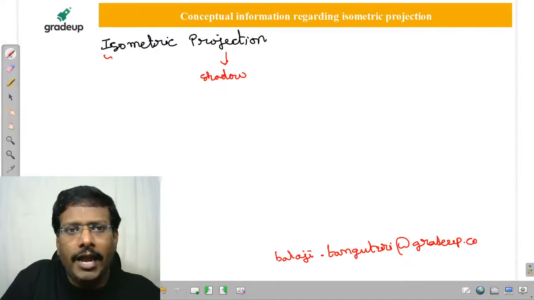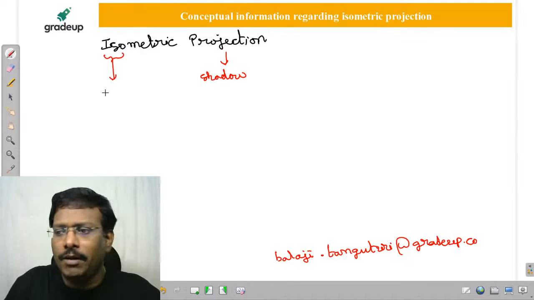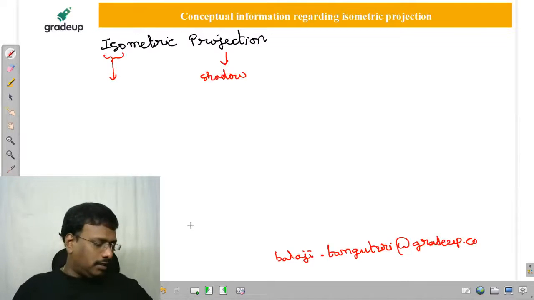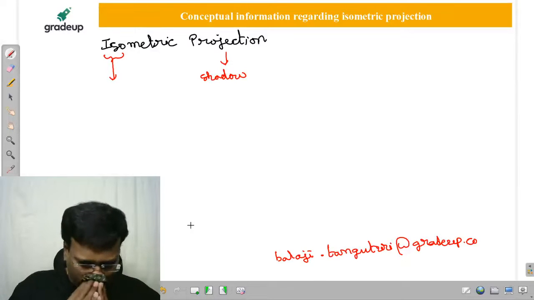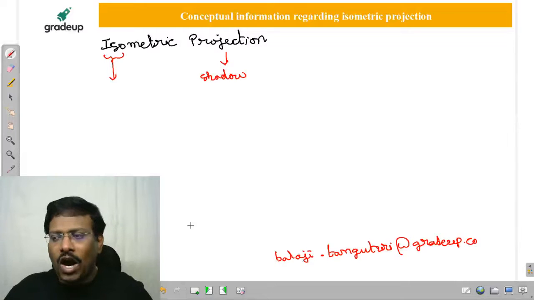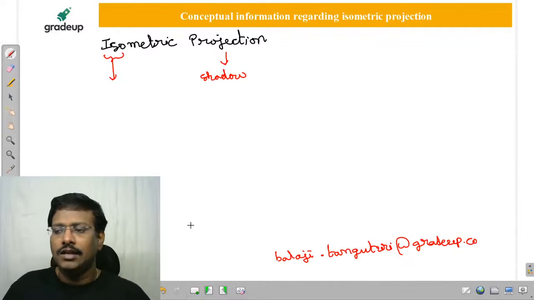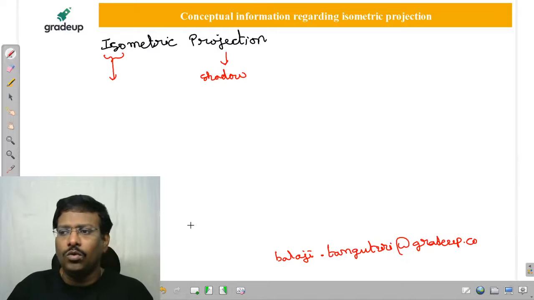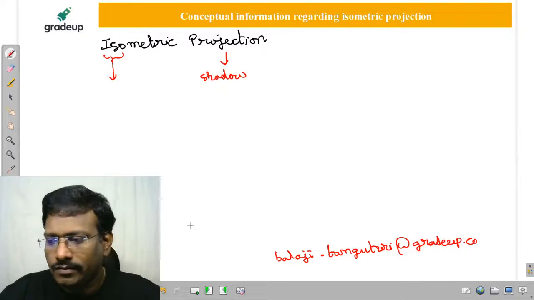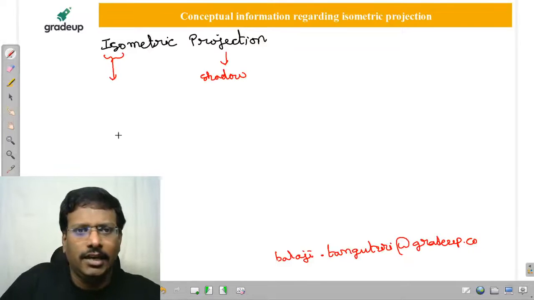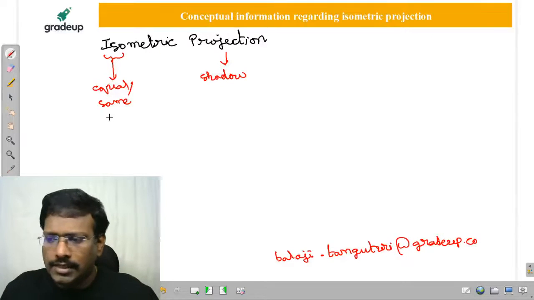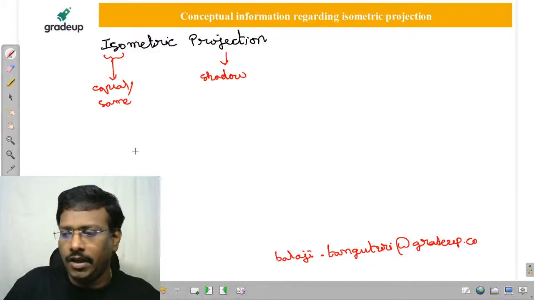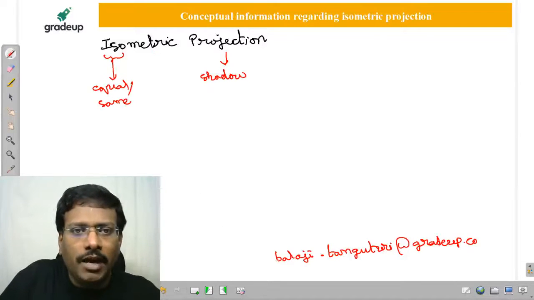And what is meant by ISO? Can anyone give what is meant by ISO? Try to give, my dear friends. What is ISO mean? Equal. Excellent. ISO means equal or same. ISO means similar or equal or same. Excellent. But what is meant by metric?